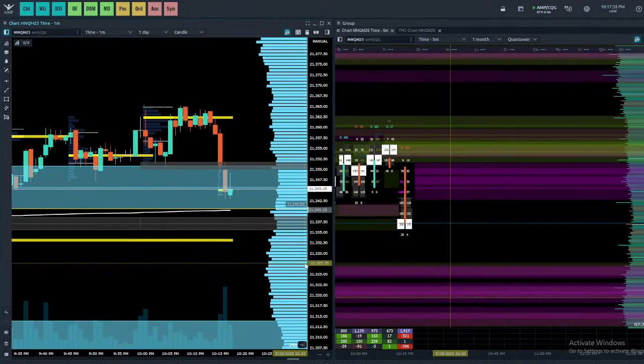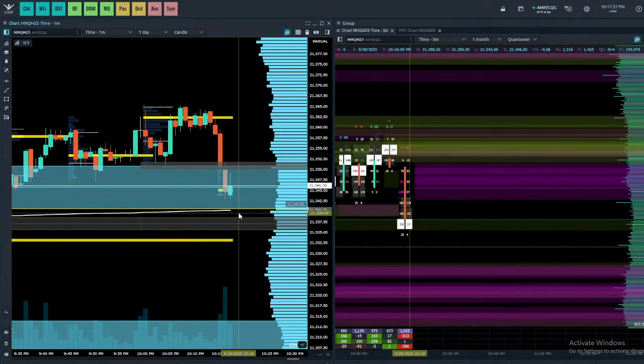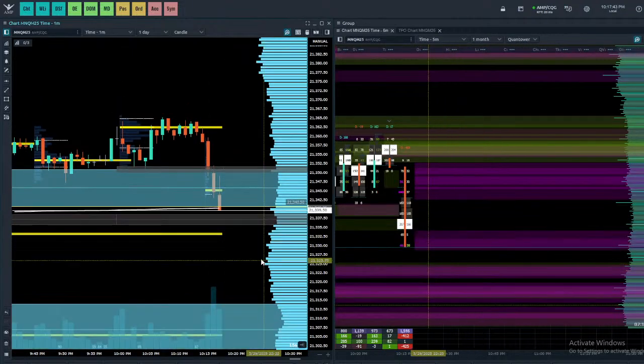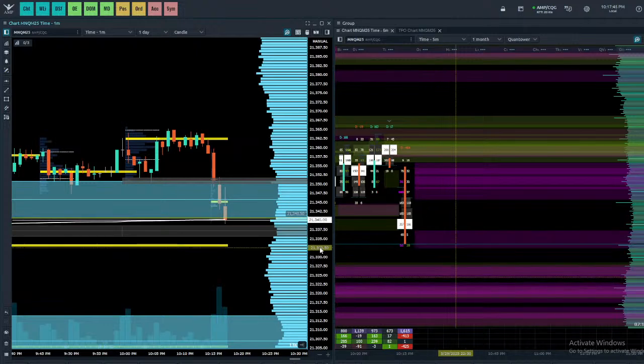This is a VWAP. Yep, this might be VWAP. I used to trade the 200, the 9, and the 50.